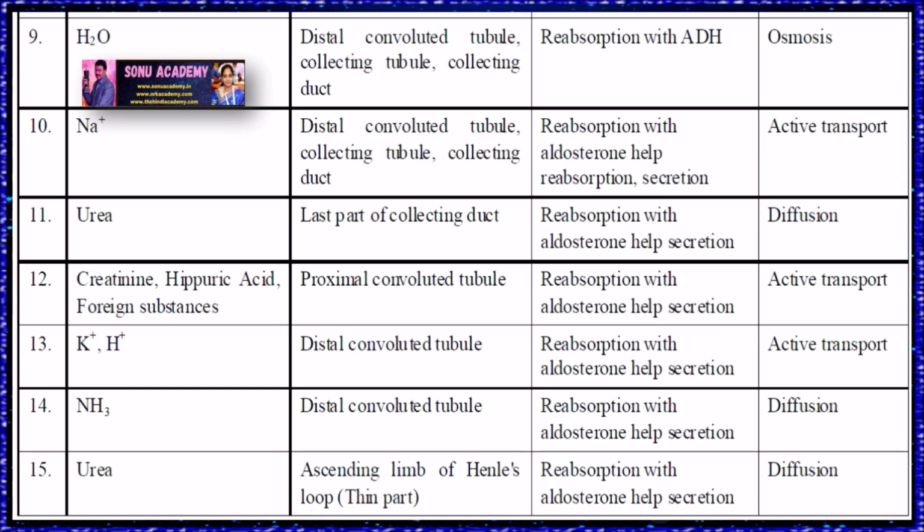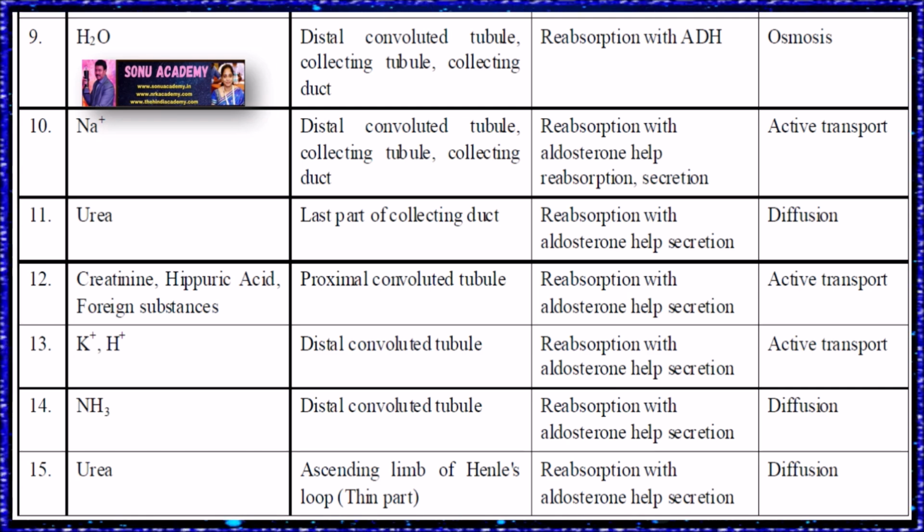Then come to urea, in the last part of the collecting duct: reabsorption and secretion with the help of aldosterone, and the mechanism is diffusion. Next come to creatinine, hippuric acid and foreign substances. We can see these in the proximal convoluted tubule, the process involved is secretion, and the mechanism is active transport.